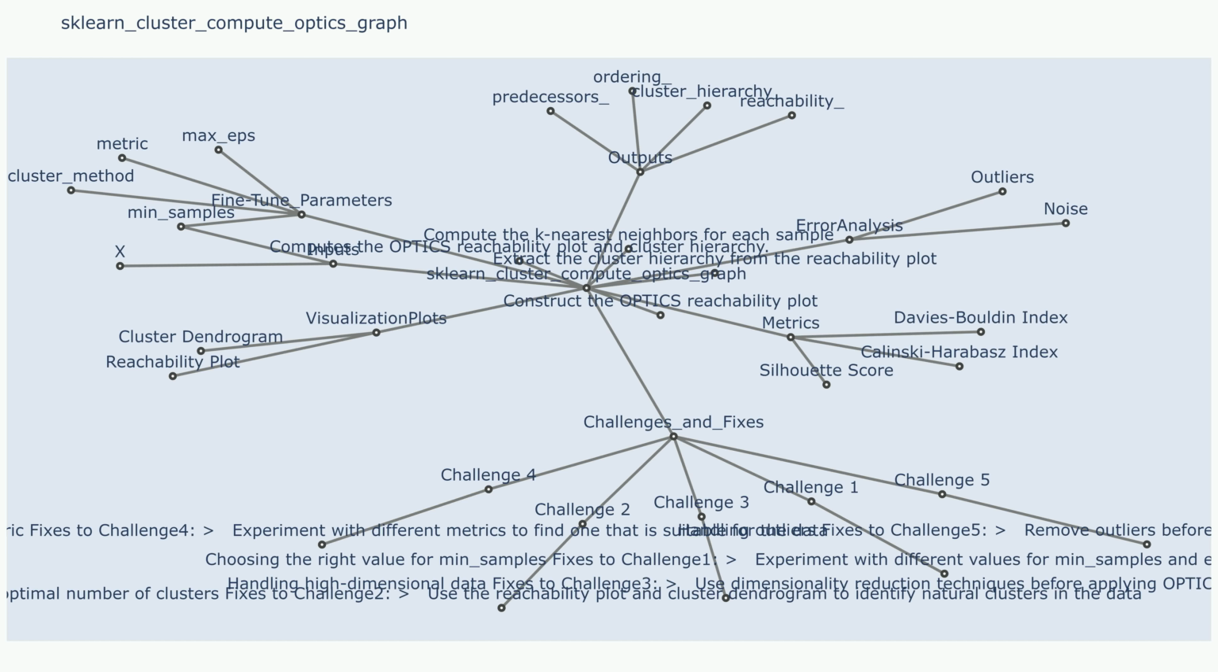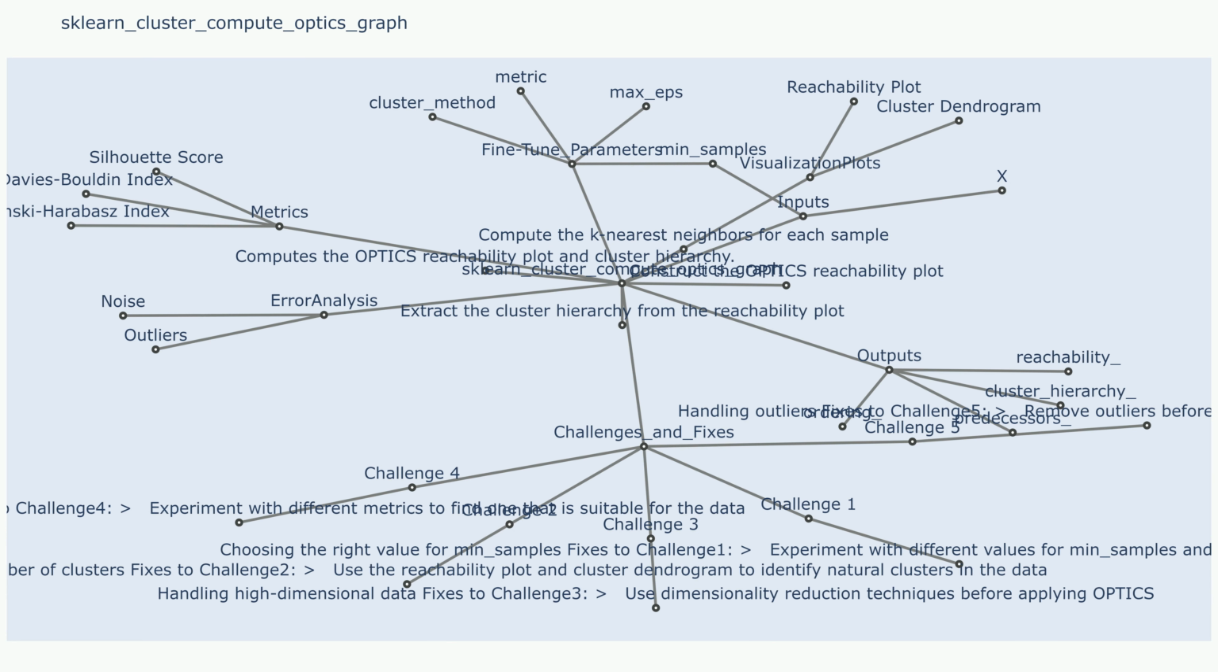sklearn.cluster.compute_optics_graph. Description. This function computes the OPTICS (Ordering Points To Identify the Clustering Structure) graph for a given dataset. OPTICS is a density-based clustering algorithm that finds clusters of varying densities and handles noise points effectively.